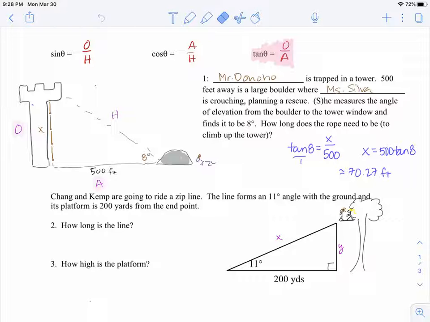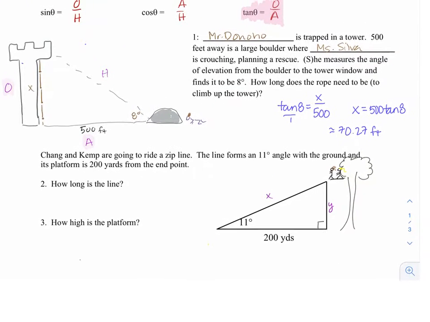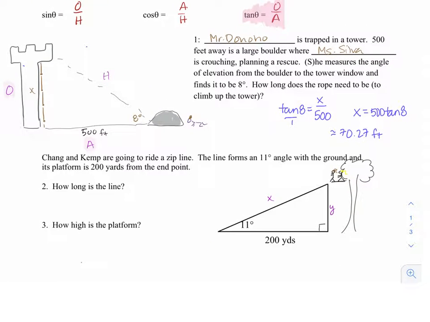Now, for the next one, we have a little problem about a zip line, and we're going to scooch this up. We've got an x and a y here, and depending on what you want to solve for first, we're going to do how long is the line. So we want x right here. We're going to label this triangle with an O, A, and an H. So go straight out. This is O, A would be down here, and H would be right there.